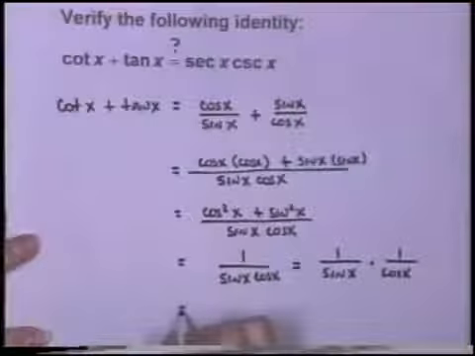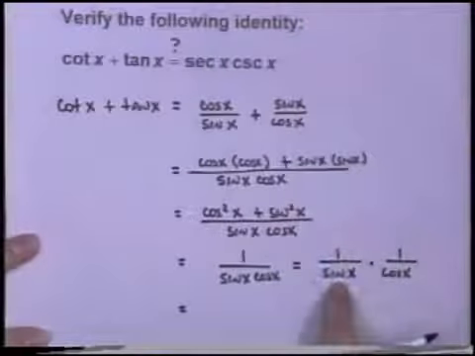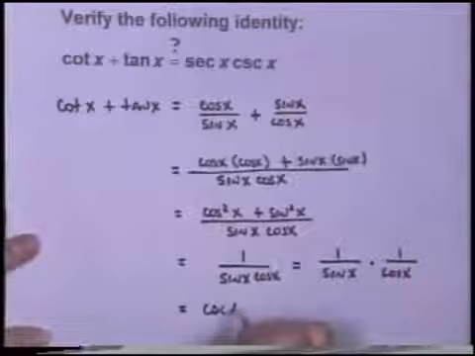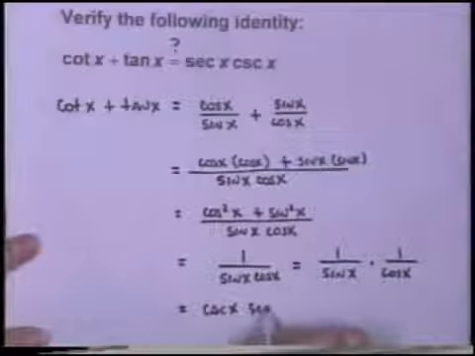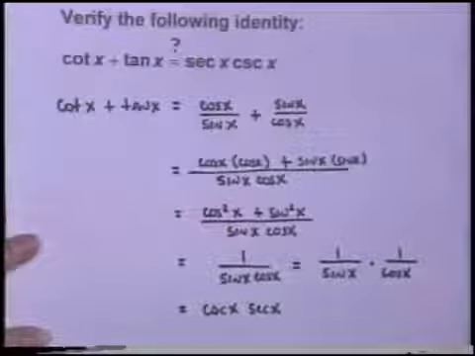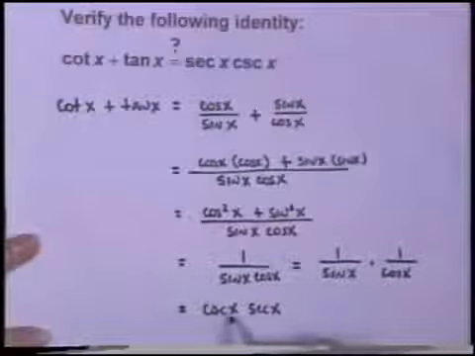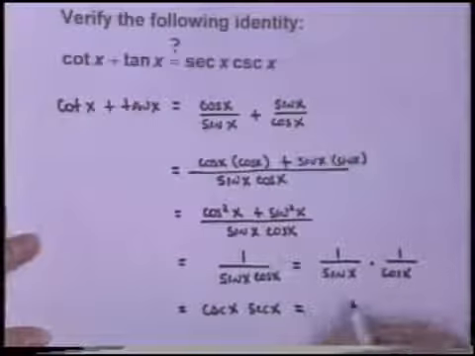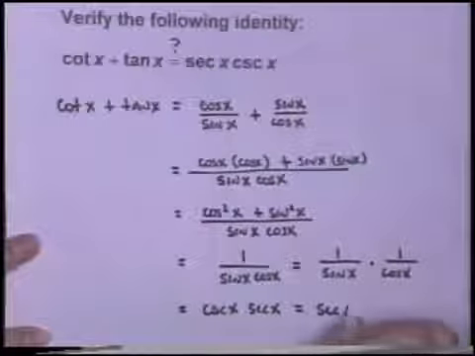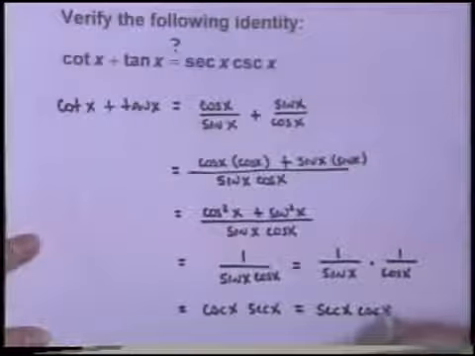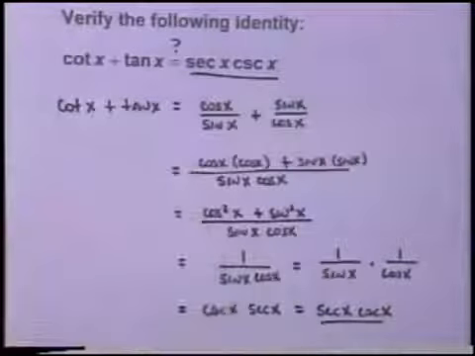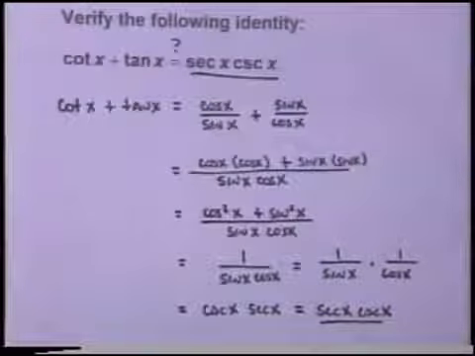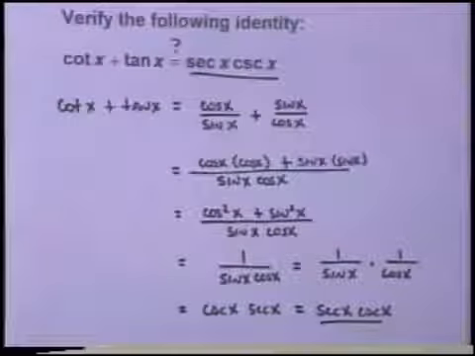So thinking about this product in this form, I know that 1 over sine x is what? Cosecant x. And 1 over cosine x is secant x. That's using my fundamental identities. Now let's look at this. Cosecant x, secant x, that's a product, so it can be written in another order, equals secant x times cosecant x, which is my objective, what I wanted to try to show.